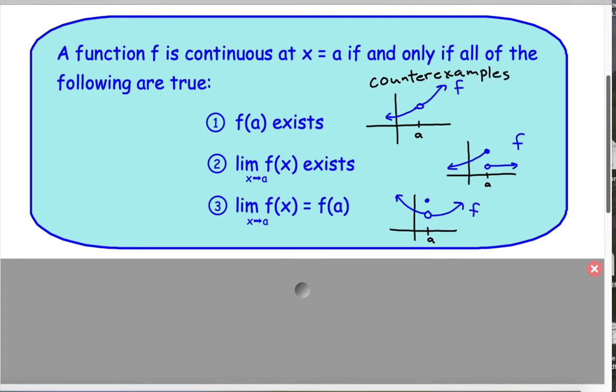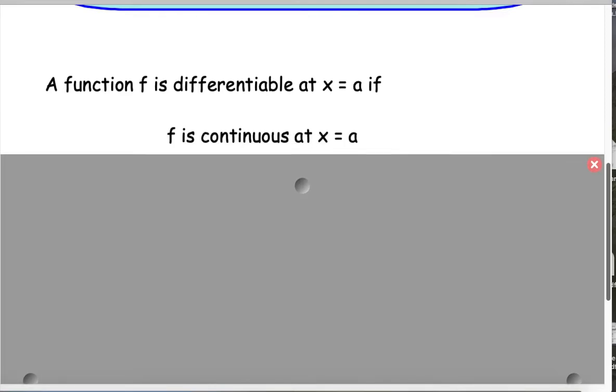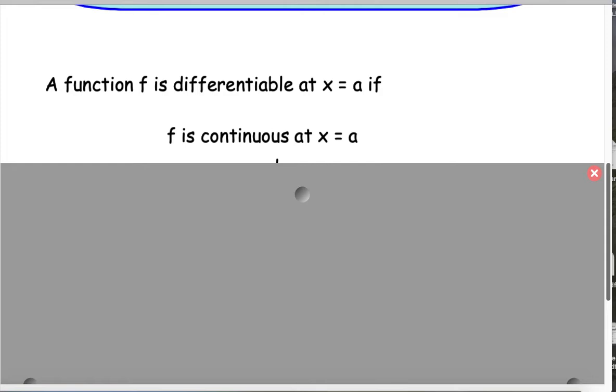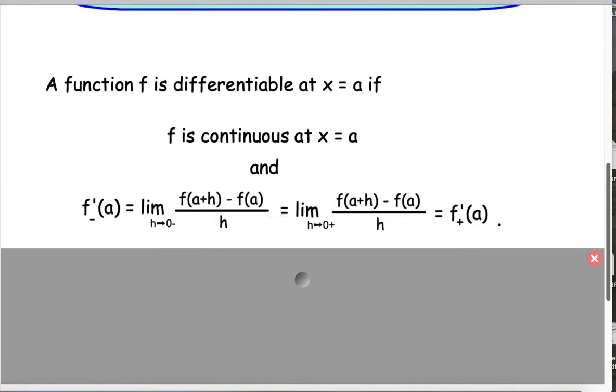All three of those statements have to be true for the function to be continuous. And if it's not continuous, then it certainly is not differentiable. All right, so differentiability. A function is differentiable at x equal a if f is continuous at x equal a. So that's the first standard that has to be met. And then secondly, now that's a lot to look at, so let's focus on one thing at a time here. Draw an arrow. So this means the left-hand derivative, and this means the right-hand derivative, from the right plus, from the left minus.